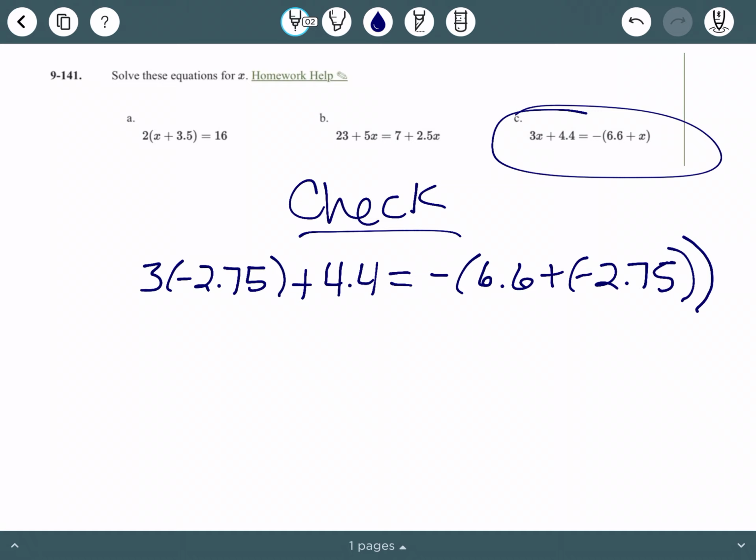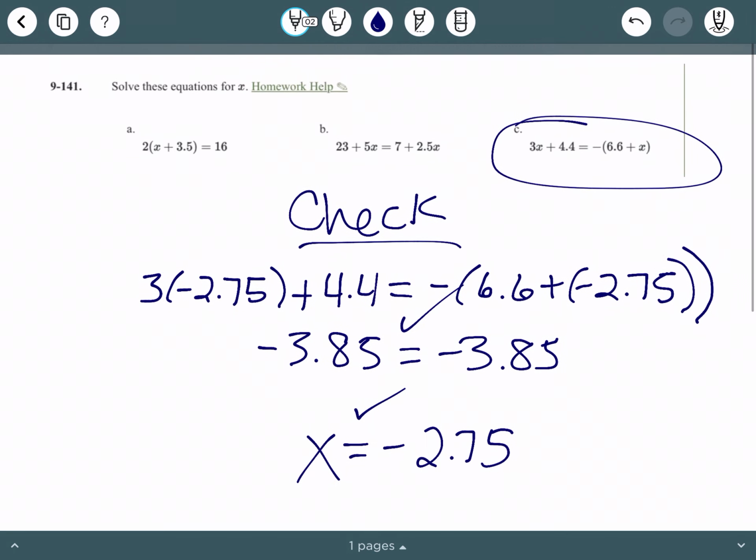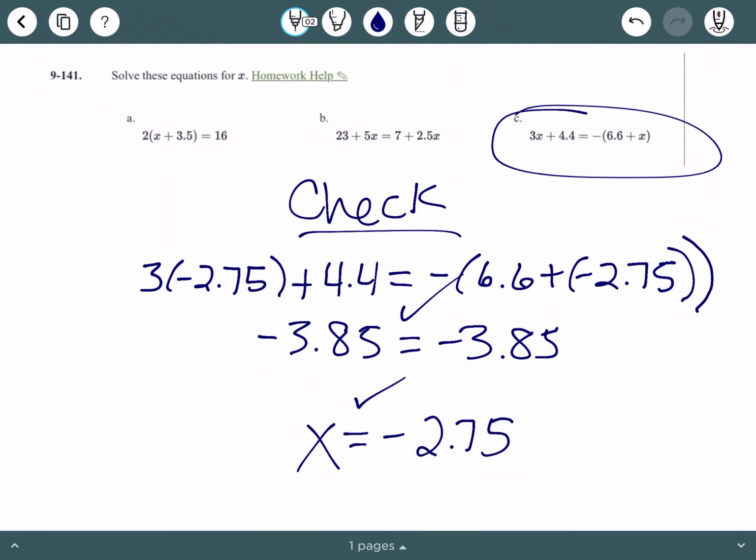So I have 3 times a negative 2.75 plus 4.4. I get a negative 3.85 on both sides. And that is a true statement. So it looks like our solution of x equals negative 2.75 is correct, and we were good. So that is all for 9-141.